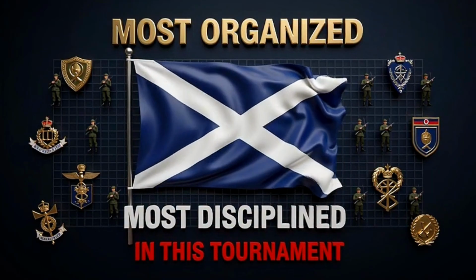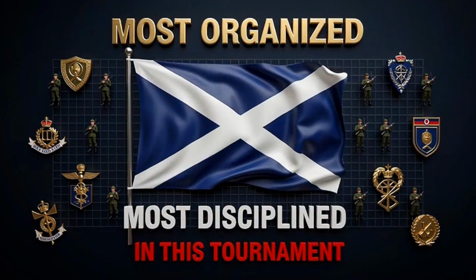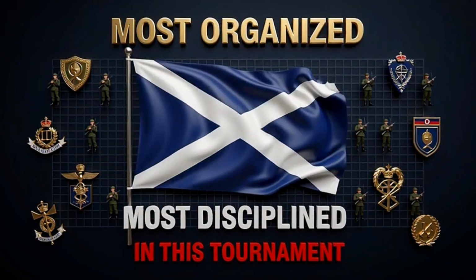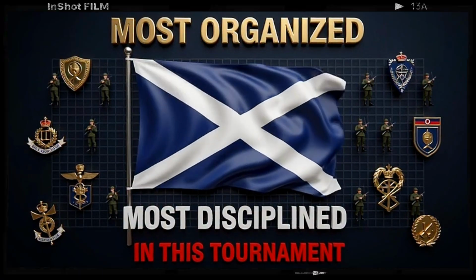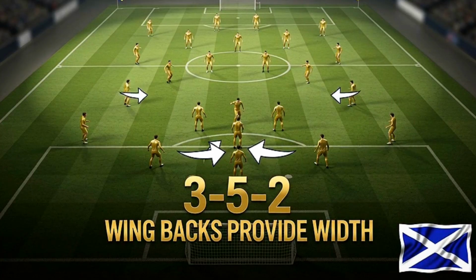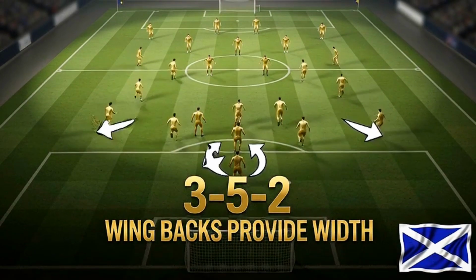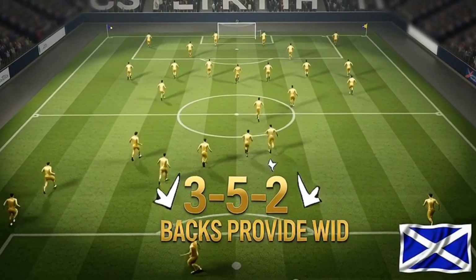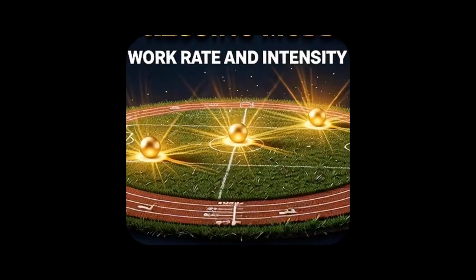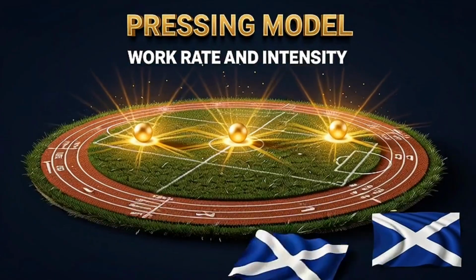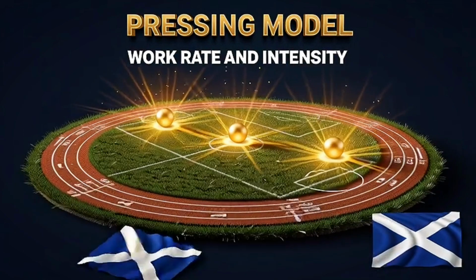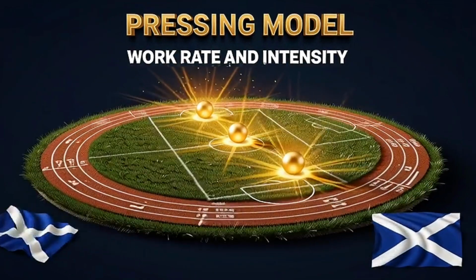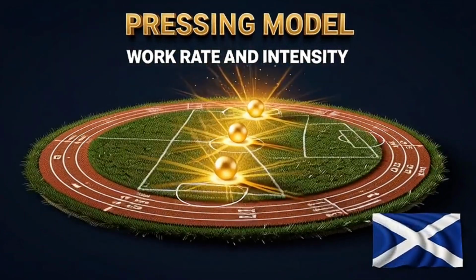Let us start with Scotland. Tactically, one of the most organized and disciplined sides in this entire tournament. They play a 5-3-2 that becomes a 3-5-2 when they are in possession, using their wingbacks aggressively to provide width while maintaining a solid defensive block of 3 center-backs. This system gives them defensive security while allowing them to be dangerous on the transition through their energetic midfield 3.